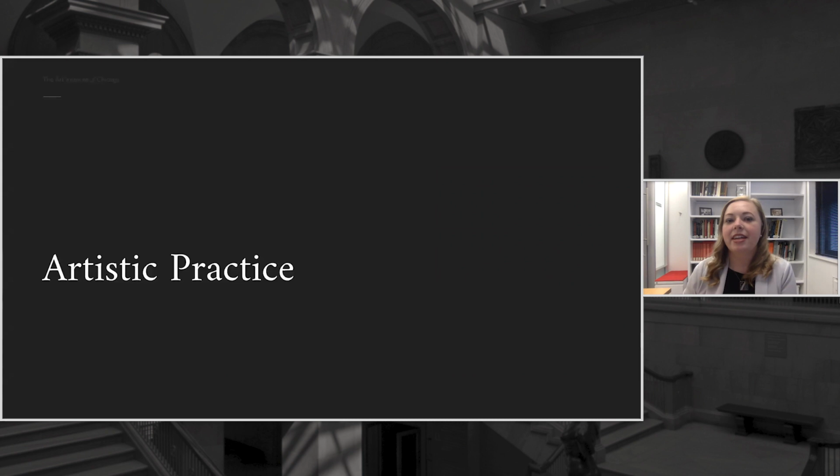Artistic practice is another important theme in the new gallery. Because artists worked in teams within a canon and did not customarily sign their work, it is often difficult to speak about specific artists or specific people involved in the arts in ancient Egypt.